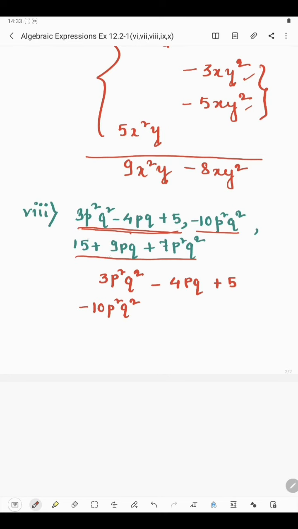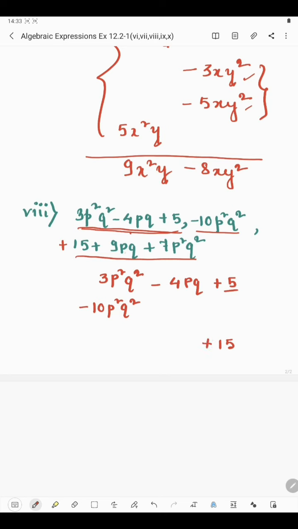Now in the third expression we have 15 at first. Now 15 is a constant, right? So since 15 is a constant, we will have to write it below the constant, and here 5 is the constant, so below 5 we will have to write 15, and the sign of 15 is positive as no sign is given here, so we consider it a plus sign, so it's plus 15.